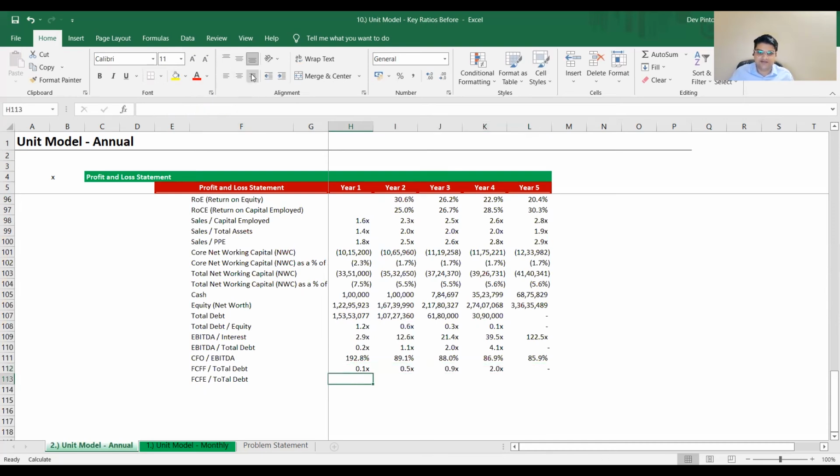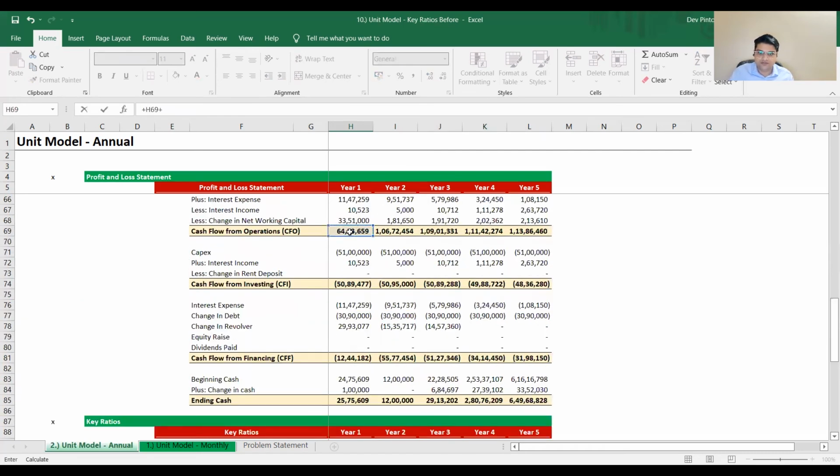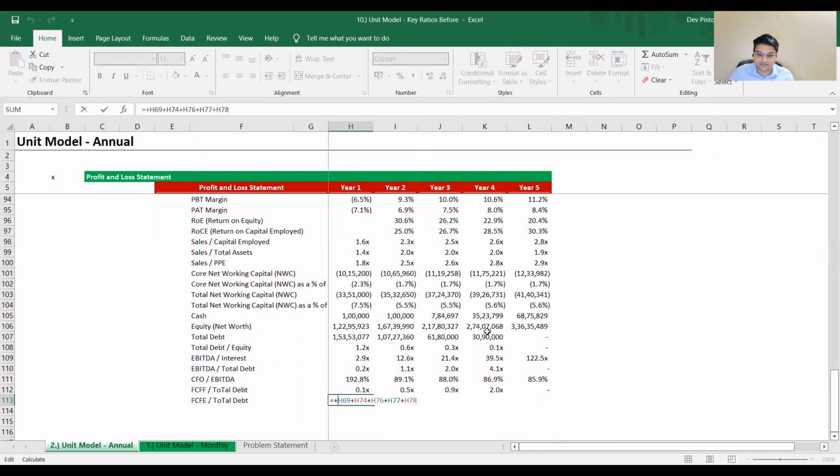The last is FCFE. So let's just assume this to be CFO plus CFI less interest expense less change in debt. All changes in debt, right? Plus revolver. This divided by, let's call it total debt, right? Okay. This IFERROR.